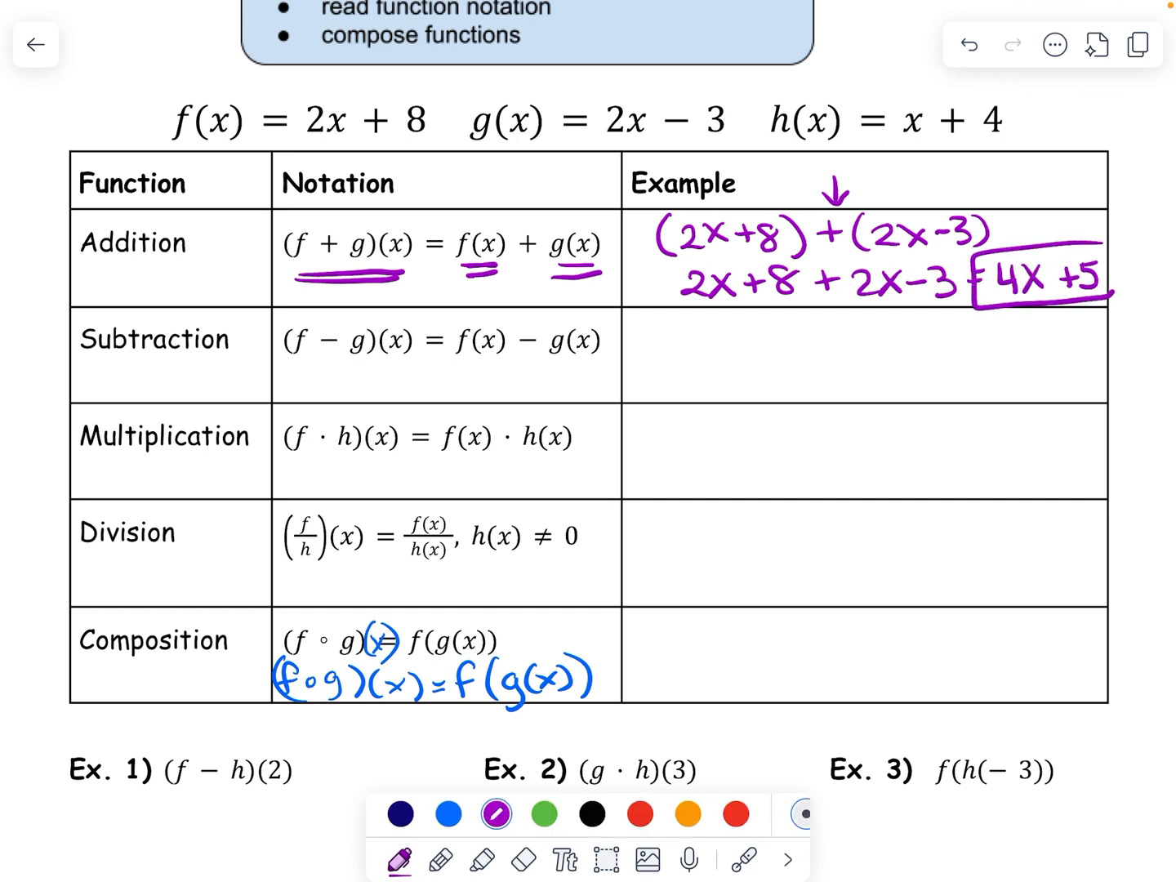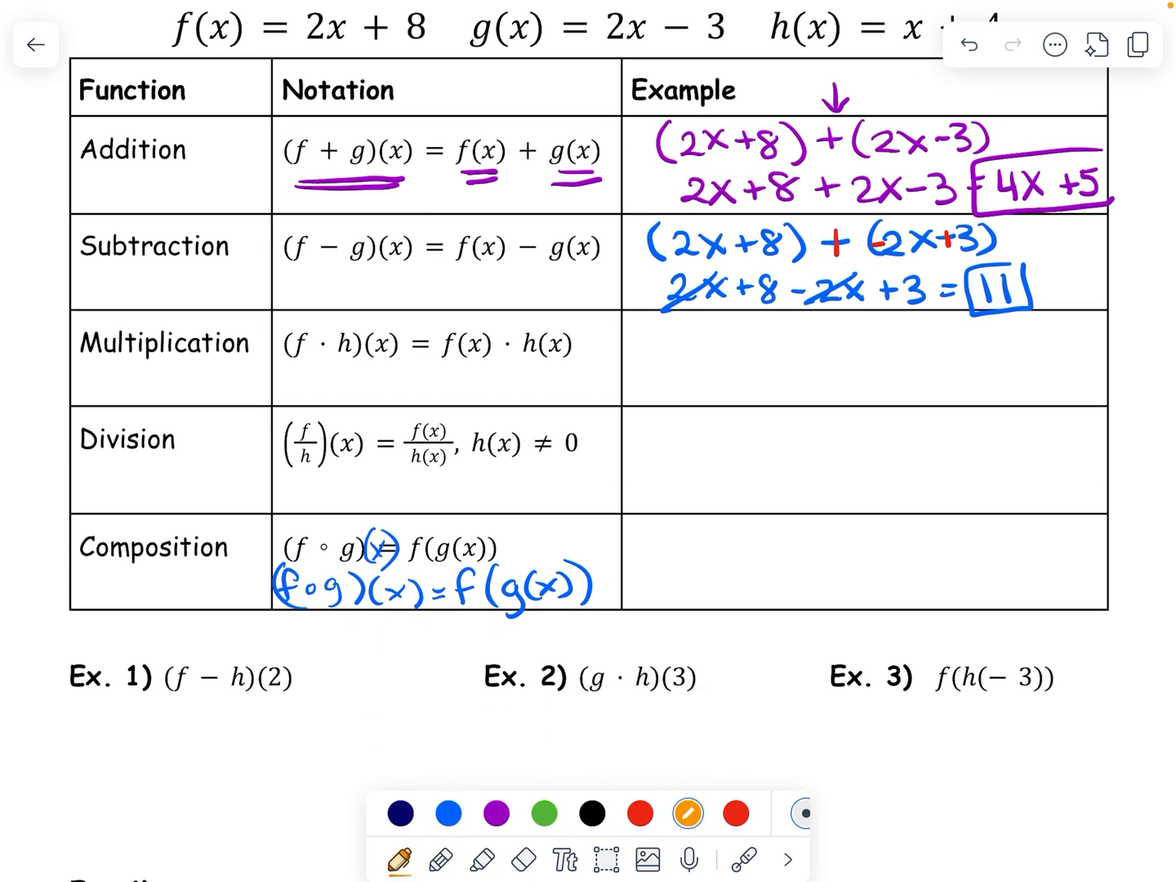Subtraction is very similar to that, except instead of adding, we're subtracting. So we still have the f of x, but now instead of an addition sign, we're going to have subtraction. And when we have subtraction, we add the opposite. So we change this into addition, and then we make everybody inside the following parenthesis opposites. So we will end up with 2x plus 8 minus 2x plus 3. And we add like terms, which makes this go away, and we'll just get 11.